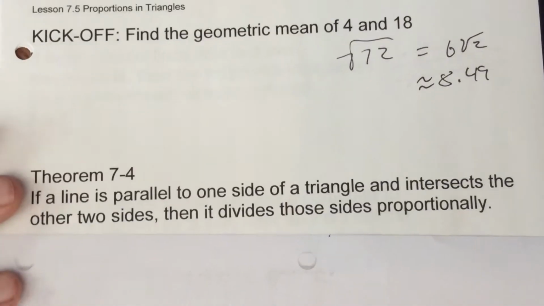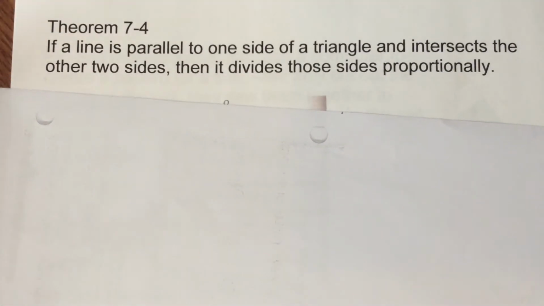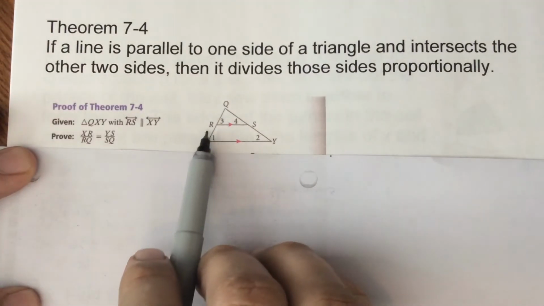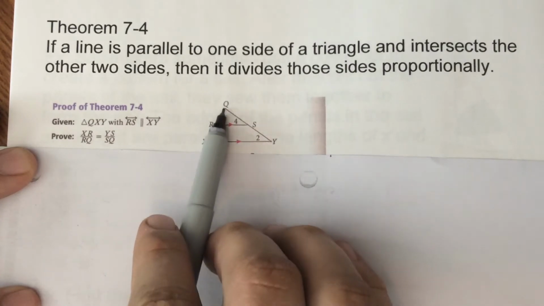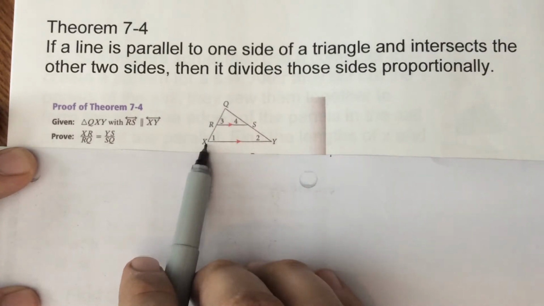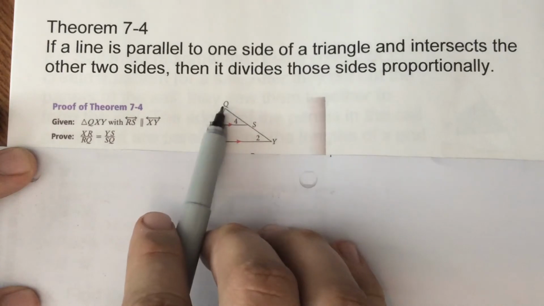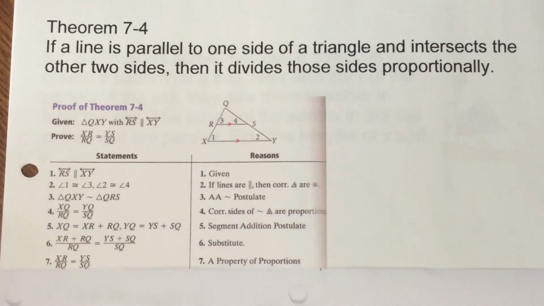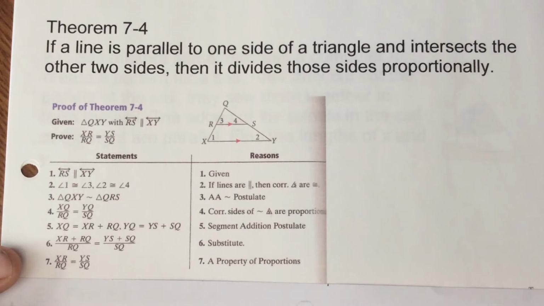Theorem 7.4. If a line is parallel to one side of a triangle and it intersects the other two sides, then it divides those sides proportionally. So if we have a line cutting through that's parallel with the bottom, the top over the bottom on this side will equal the top over the bottom on that side. They will be the same ratio. I'm sorry if you're disappointed we don't do this proof, but we've done proofs long enough. You can just look at this one, and we're going to keep moving on.